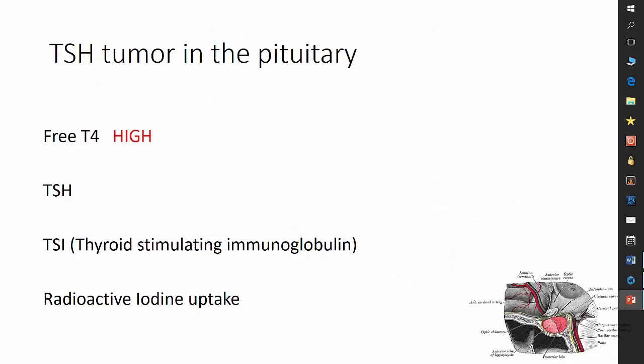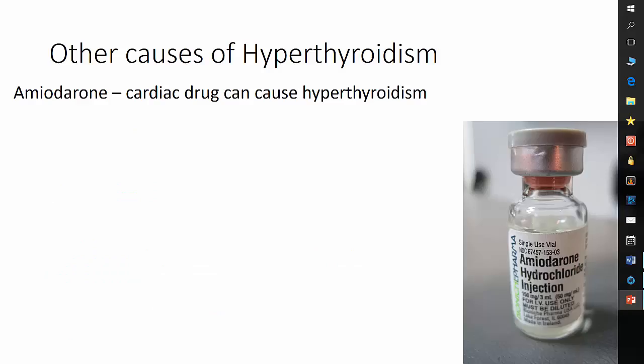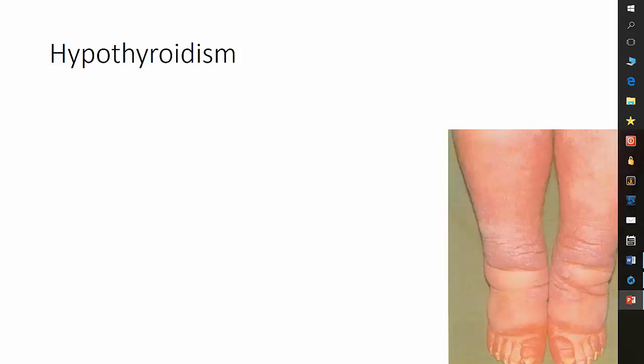Well, it's hyperthyroidism, so you'd expect the free T4 to be high. And in this case, the TSH would also be high because that's the cause of the hyperthyroidism. The disorder's not in the thyroid, it's in the pituitary. The TSI would be negative and the radioiodine uptake would be high because the gland is hyperactive. One other cause of hyperthyroidism is the cardiac drug amiodarone. There are other causes of hyperthyroidism, and if you'd like to investigate further, please see the show notes for some references. Now let's move on and talk about hypothyroidism.